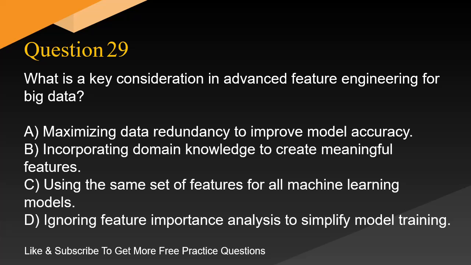Question 29. What is a key consideration in advanced feature engineering for big data? A. Maximizing data redundancy to improve model accuracy. B. Incorporating domain knowledge to create meaningful features. C. Using the same set of features for all machine learning models. D. Ignoring feature importance analysis to simplify model training.